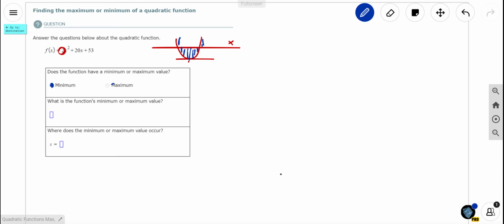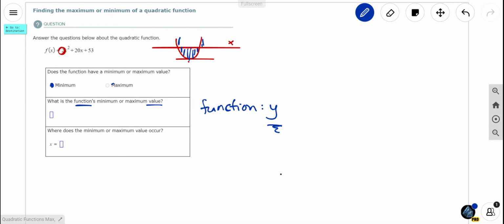What is the function's minimum or maximum value? Do you see "function's value"? When I say function, you say y. Function, y. Function, y. The function's value is the y value, not the x value. Tattoo it on yourself so you can remember this.